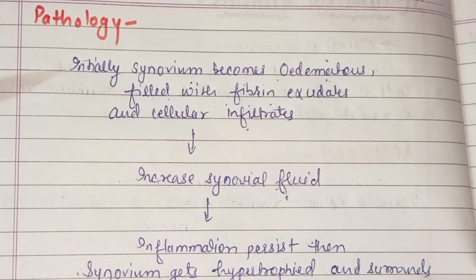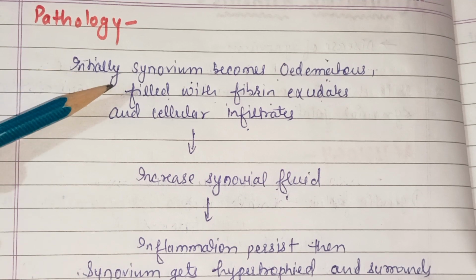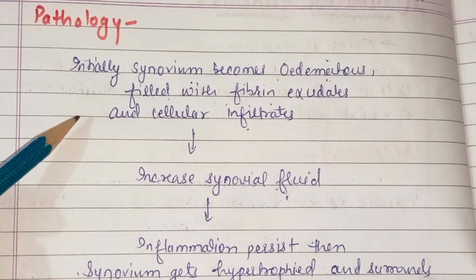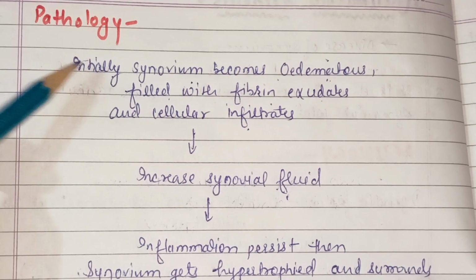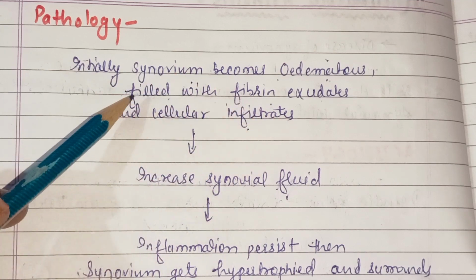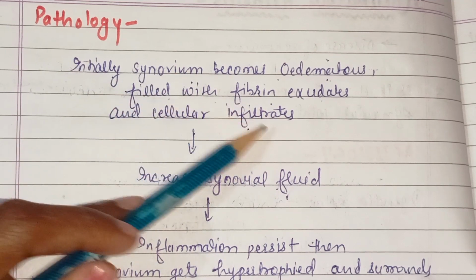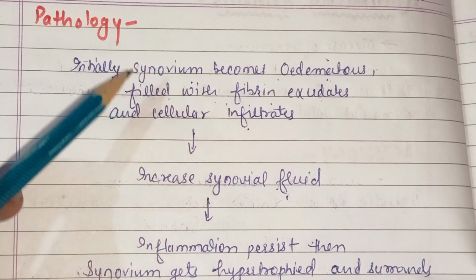Now we can learn the pathology of rheumatoid arthritis. I'm going to show the flowchart. You can easily remember this. Initially, after the etiology, the inflammation occurs in the synovial cavity. Now, initially the synovium becomes edematous and filled with a fibrin exudative and cellular infiltrate.